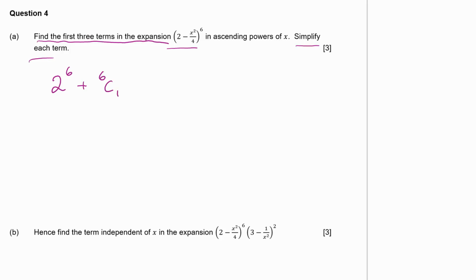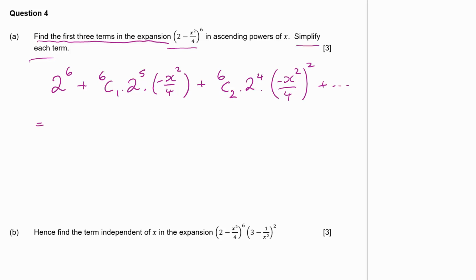6C1, 2 to the power 5, (−x²/4) to the power 1, and then we'll have 6C2, 2 to the 4, and then we'll have (−x²/4) squared. And that would continue on down there.